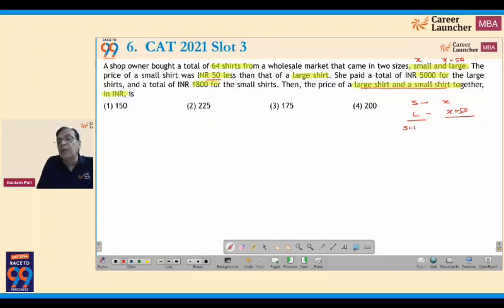What it is asking me to find is: 1 small plus 1 large, how much will they cost? They'll cost me 2x plus 50. Okay, this is what we need to do. Now, let's look at the choices.